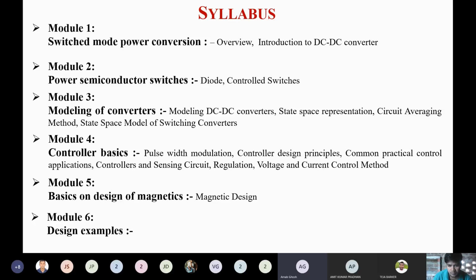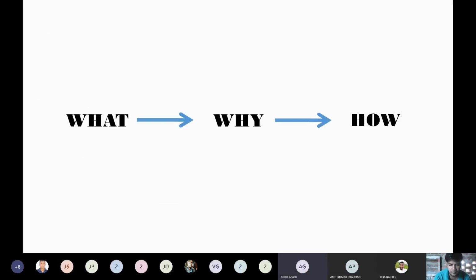So that is why switch mode power conversion is considered. We have already discussed what switch mode power conversion is. Now we have to discuss why it is so important. As I have told you, the main motivation is to reduce the power losses in the solid state devices. Why are such losses important?